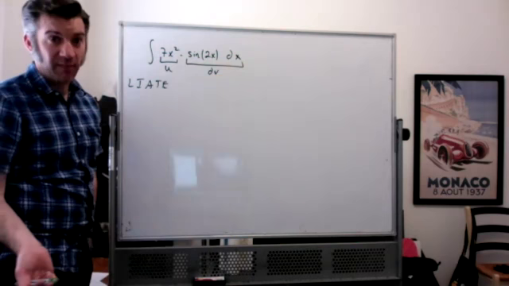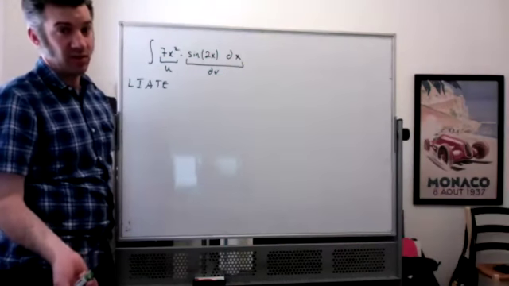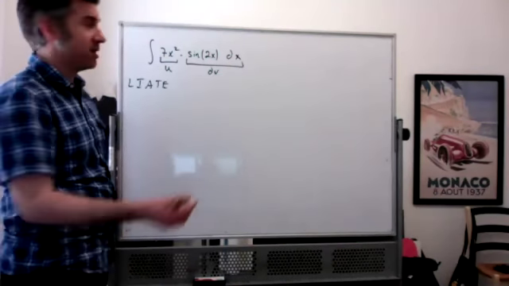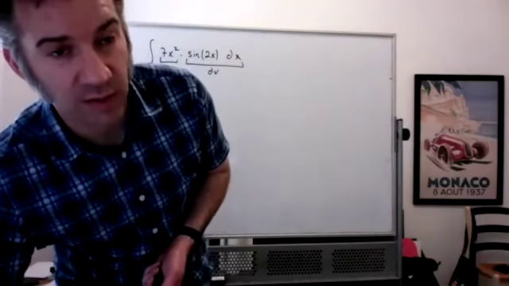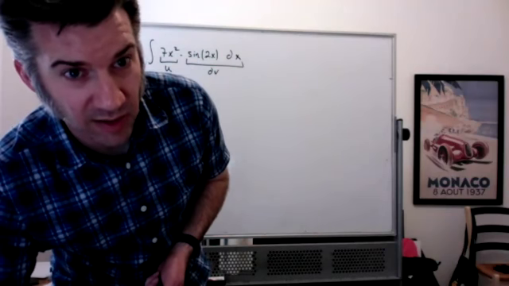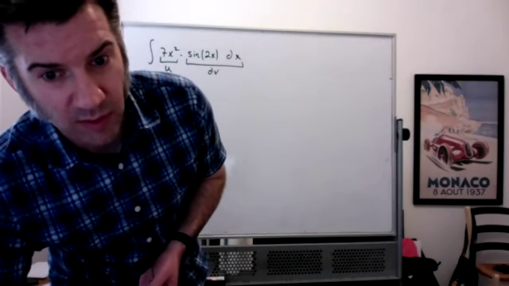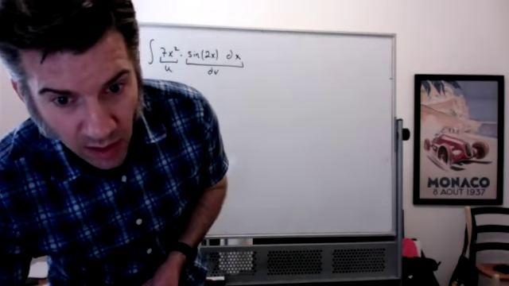You could use tabular here. This is an instance where you can use tabular, because it's a positive integer power of x times a trig function. But I'm not going to do that just because I don't know if everyone remembers it.